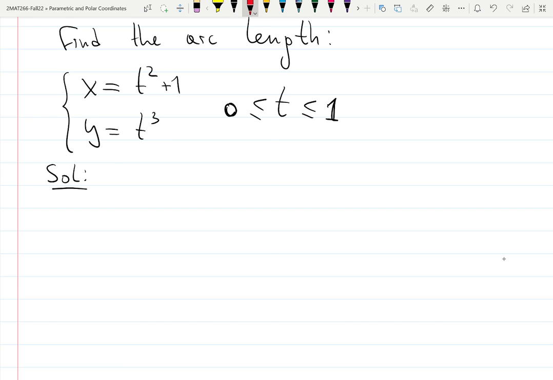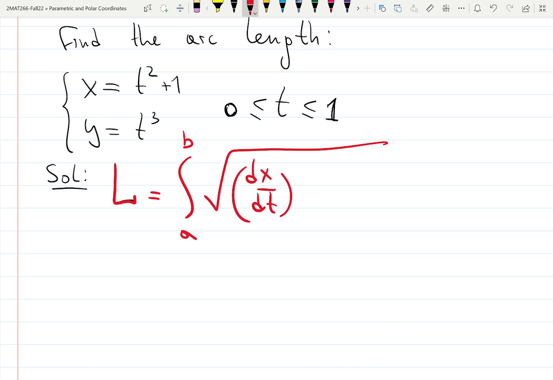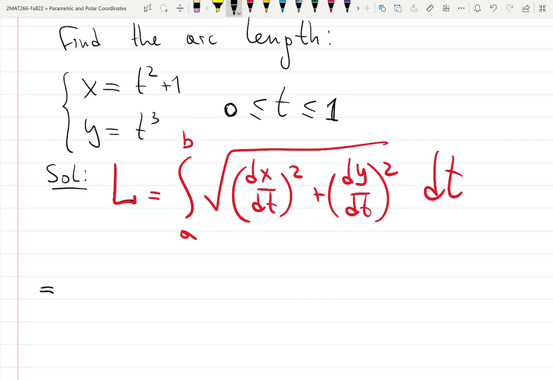The formula is L equals integral from a to b, a huge square root. Each derivative, start with any, doesn't matter, squared, and another derivative squared. The order doesn't matter, and you're adding them. And also signs don't matter, because it's squared anyway. Equals integral from 0 to 1, right away, nothing too complicated here.